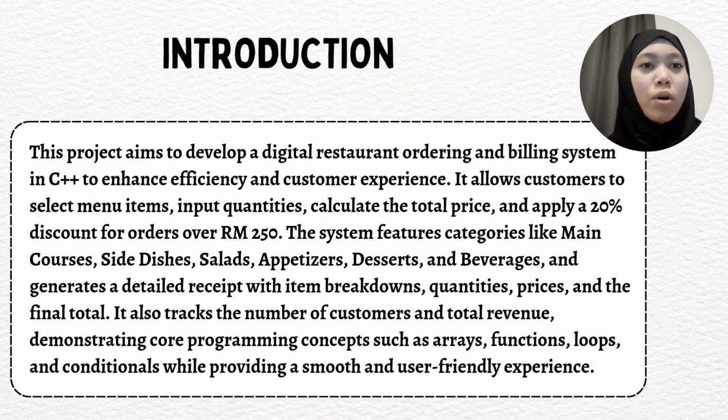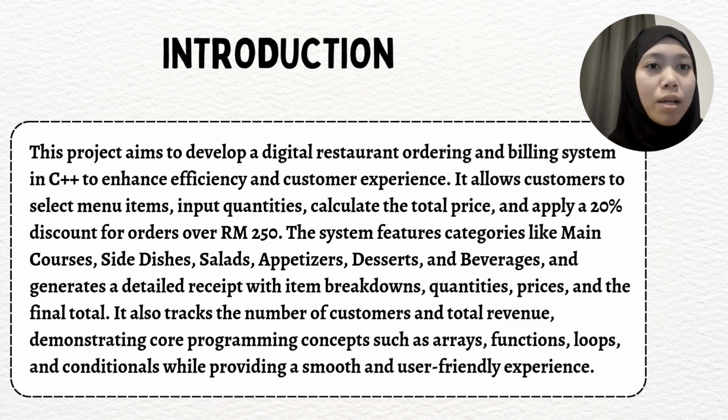Everyone, imagine walking into a restaurant, ordering your favorite meal, and getting a fast, hassle-free bill. No errors and no delays. Well, that's exactly what our digital restaurant ordering and billing system in C++ is designed to do. Our system lets customers select items from various categories, including main courses, side dishes, salads, appetizers, desserts, and beverages.